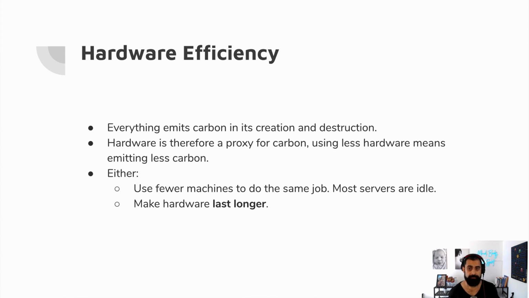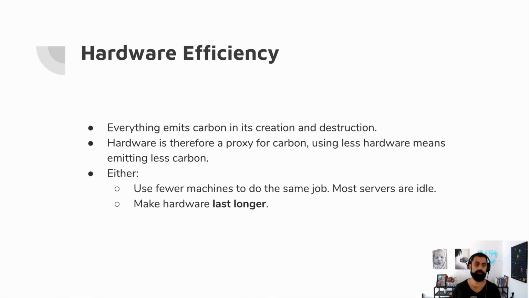Hardware efficiency. So that was electricity, but everything emits carbon in its creation or destruction. Let's imagine this is my mobile phone. Everything, including mobile phones, laptops, everything emitted carbon when it was created and will emit carbon when it's destroyed. And so hardware is a proxy for carbon, and using less hardware means emitting less carbon. The concept in hardware is what we call embodied carbon, which is the carbon embodied in a physical thing.